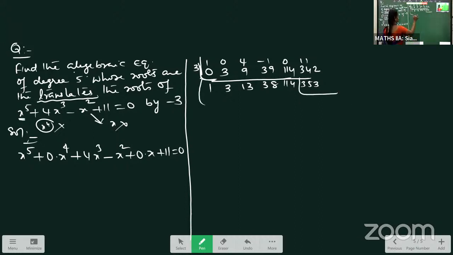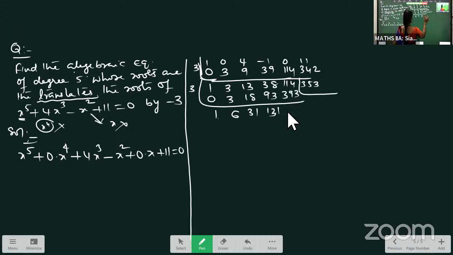Again we start with 3 only. 3 and 0, 1, 1 into 3 is 3, that is 6, 6 into 3 is 18, we'll get 31. So 31 into 3 is 93, and this is 131. 131 into 3 is 393, so it will become 507. Keep it aside.